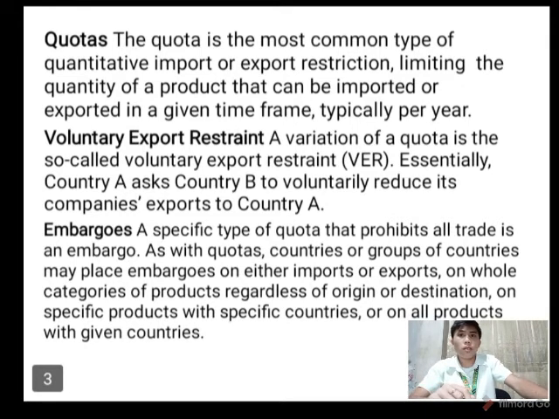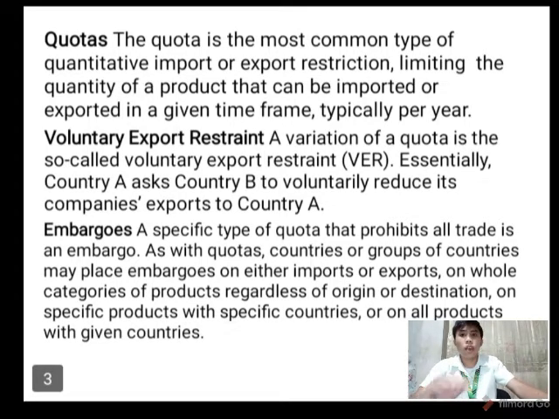Next is voluntary export restraint. A variation of quota is the so-called voluntary export restraint or VER. Essentially, country A asks country B to voluntarily reduce its companies' exports to country A. VER is where two countries make an agreement to limit their exports to one another each year.